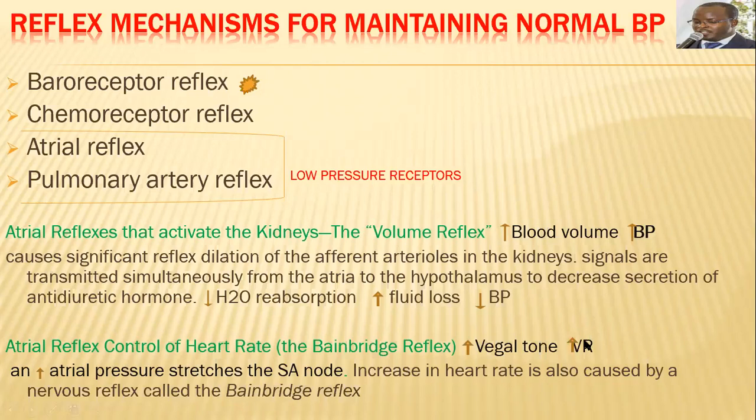When the venous return is increasing, it means you're going to have an increase in the atrial pressure, because now the venous return has increased. The atrial pressure is going to increase. The stretching also on the SA node. So the SA node will be stimulated. The heart rate is going to increase. The cardiac output is also going to increase. The blood pressure is going to increase as a result of this atrial reflex that controls the heart rate. The SA node is going to be stimulated. So this is called the Bainbridge reflex.